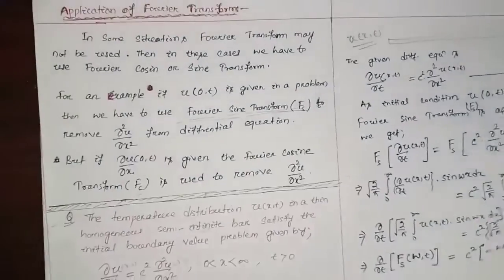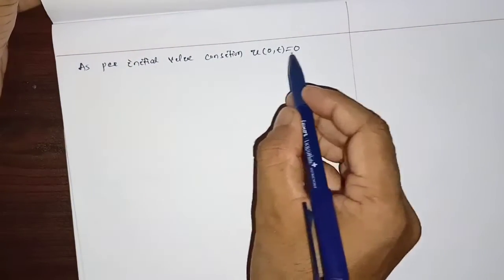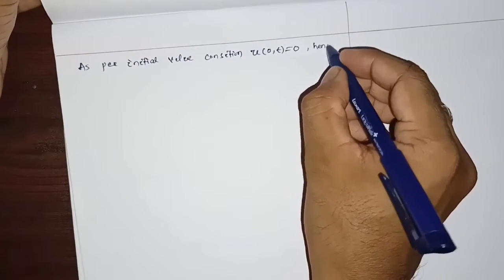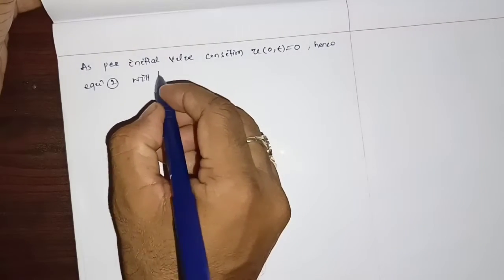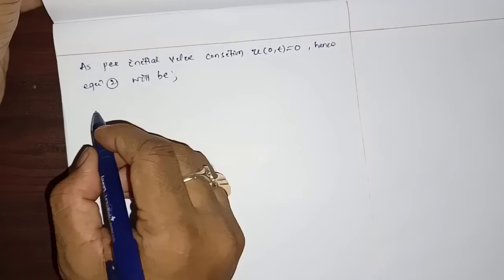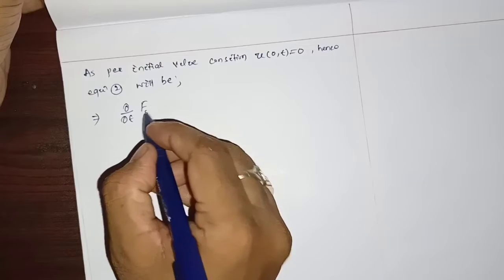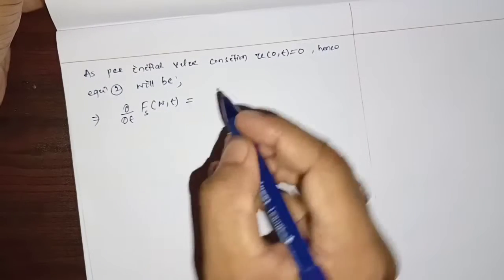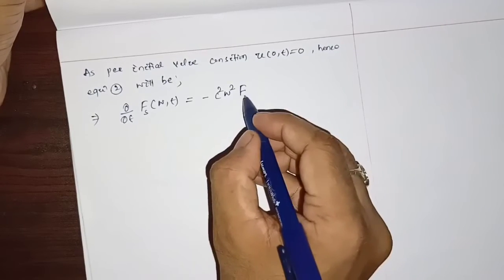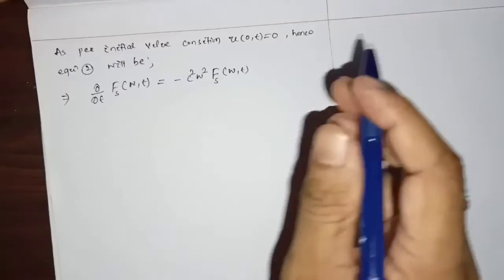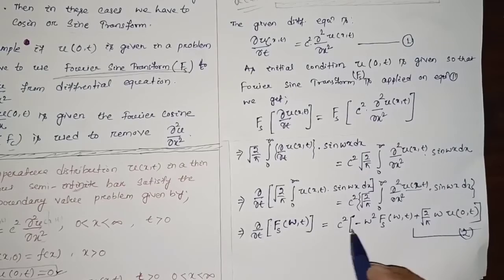Then equation number 2 will be, the same thing you have to write, u(0,t) is equal to 0. Hence equation number 2 will be: that implies del by del t of capital Fs(omega, t) will be equal to minus c square omega square capital Fs(omega, t), because the second term will be 0 as per the initial value condition. This term will be 0, so this value equal to this one.